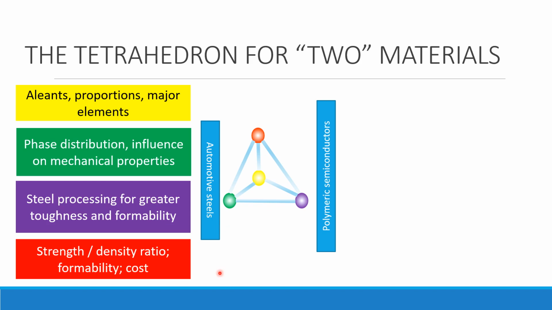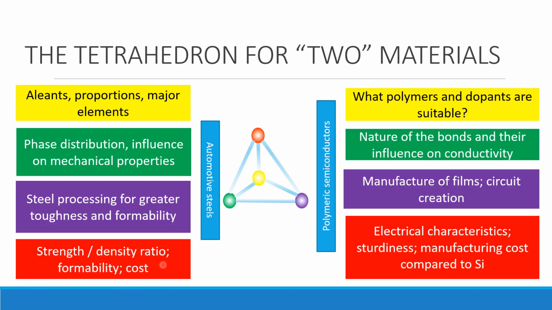For a car, we need something which is robust, but as important as the strength, or even more in some cases, is the strength to density ratio. The lighter, the better, as far as we preserve, of course, the physical integrity. Then we must look also for formability or for cost. Let's go to the other part of the scheme.